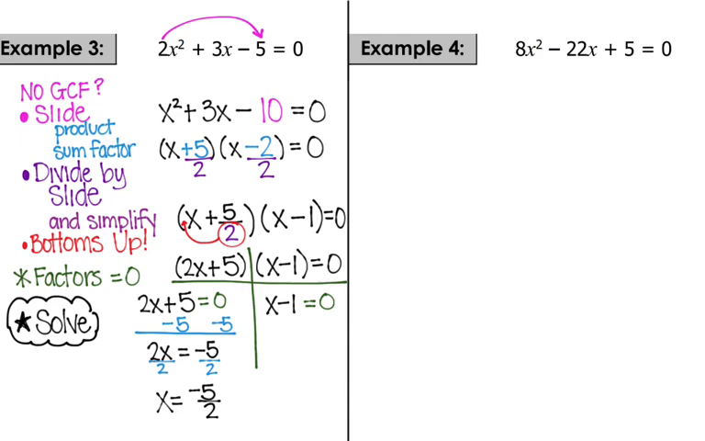That's our first solution. We're going to now go over to this side. We're going to add 1 to both sides, and we get our second solution. So we have 2 solutions for example 3.